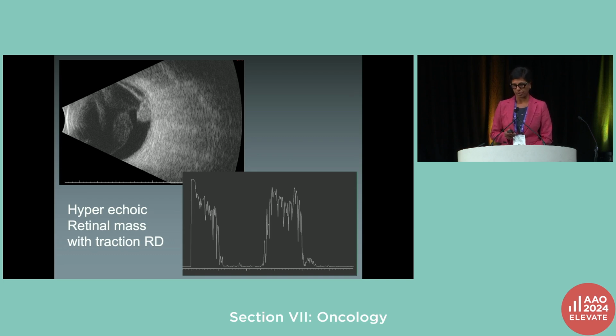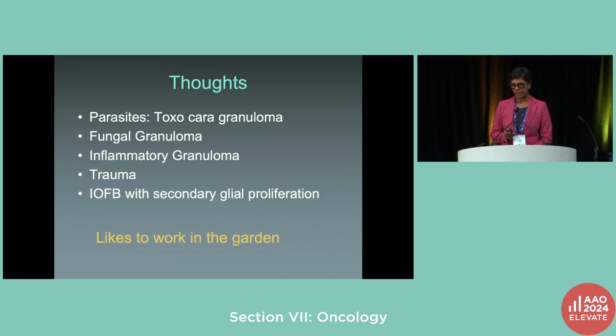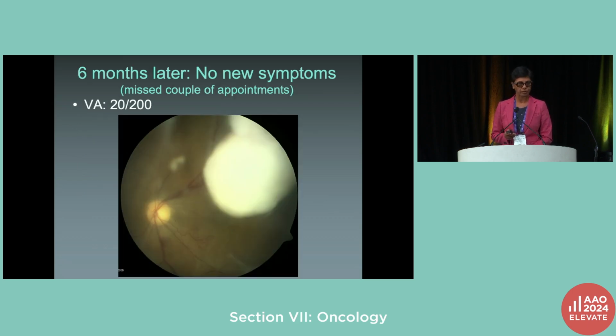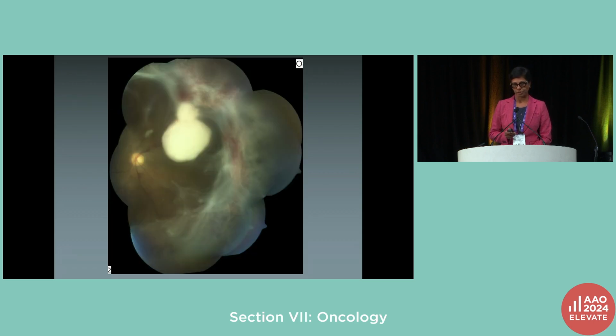An ultrasound showed that the mass was hyperechoic. There was some tractional detachment around it. And I sent off for some CBCs to look for eosinophils, and I didn't know how I could diagnose toxocara in her, and I said, come back in a few weeks. She doesn't come back for 6 months, and she's now 20/200. And the lesion's grown larger.